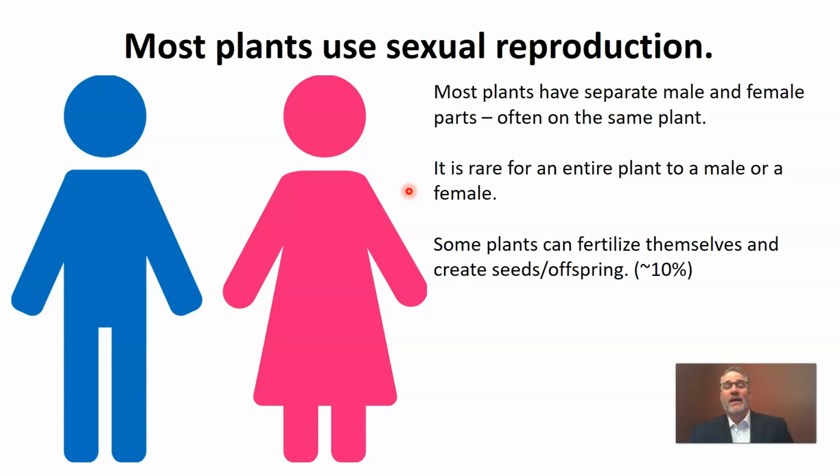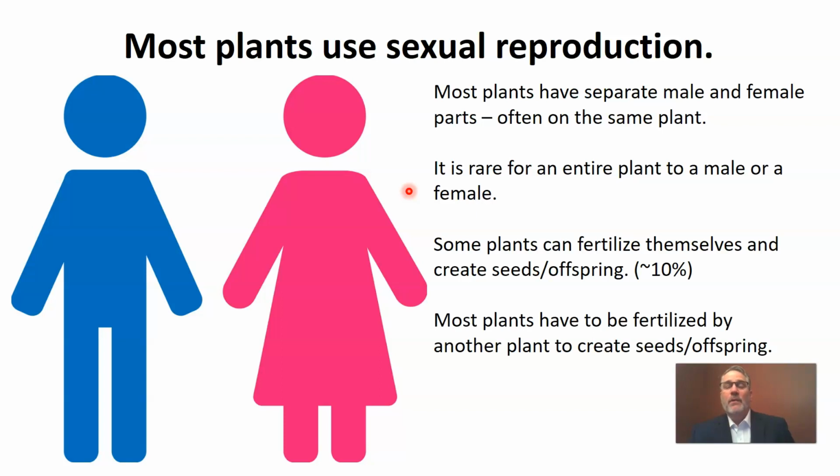Some plants can fertilize themselves. This is called self-pollination, but that's pretty rare. Most plants have to be fertilized. Remember, fertilized is that union of the male and female reproductive cells. Most plants have to be fertilized by another plant.